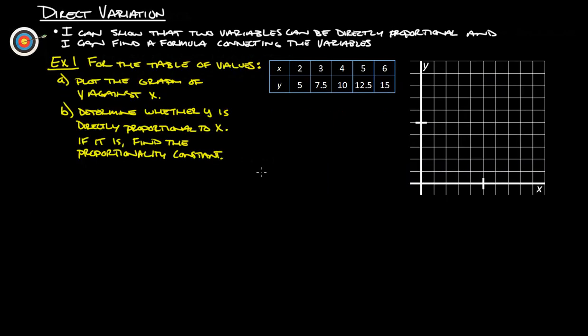Let's take a look at example 1 here. For the table of values, plot the graph of y against x. So we're just going to graph these points. We get 2 and 5. 3 is at 7.5. We're going up to 15, so let's make all these go by 2. x is at 2, y is at 5, so that's right here. 3 and 7.5, so that's 8, here's 7, so 7.5 will be right about there.